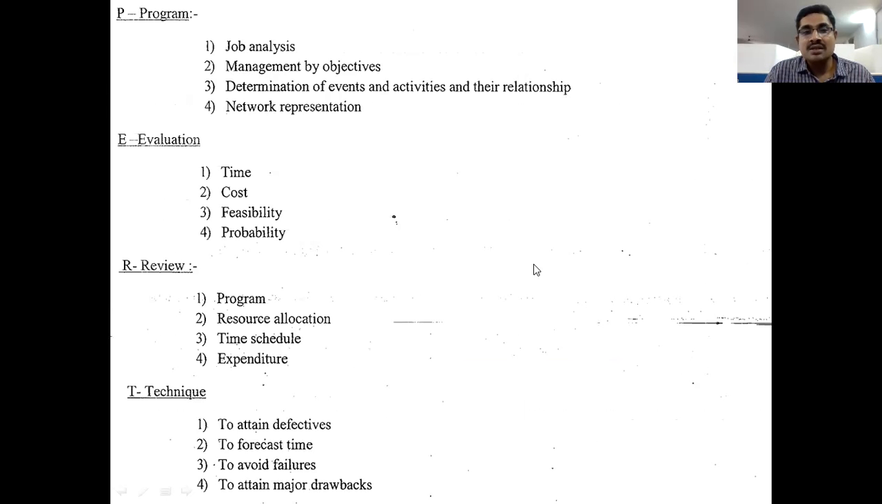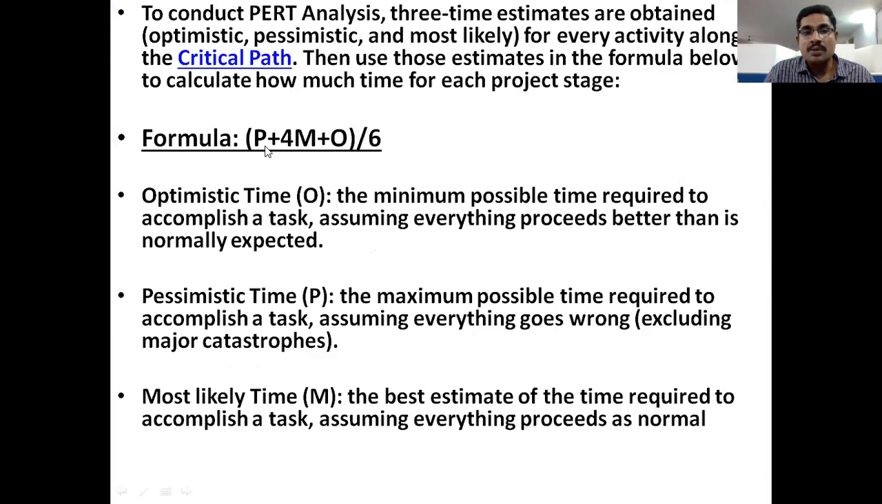By using the formula, optimistic time plus 4 times the most likely time plus pessimistic time, divided by 6, and using these three timings, we can find a single estimated time for each and every activity. This is the major purpose of the PERT diagram, right? So please remember and note this formula of PERT, very, very important.